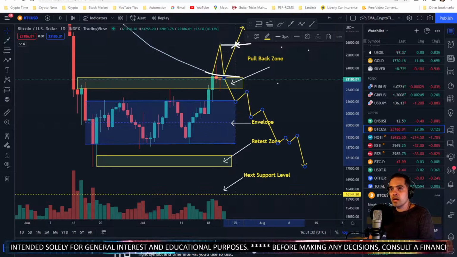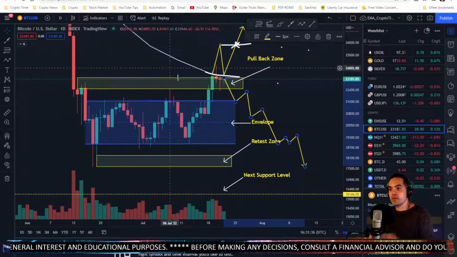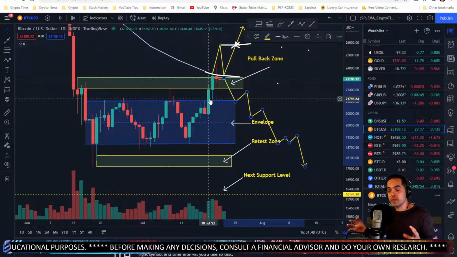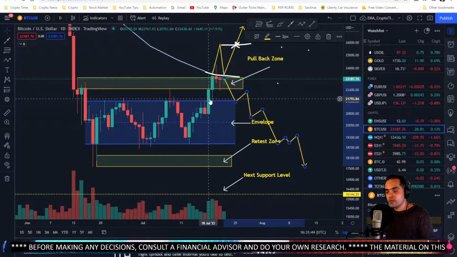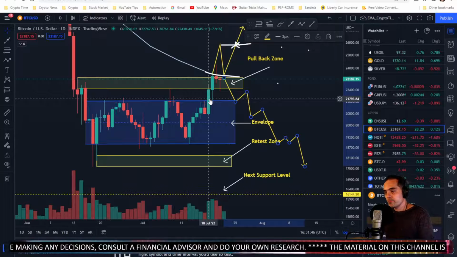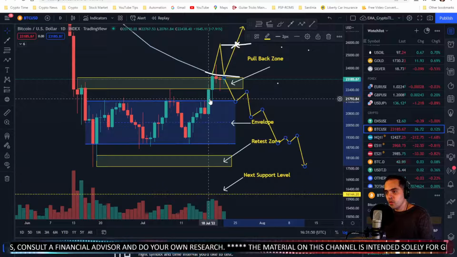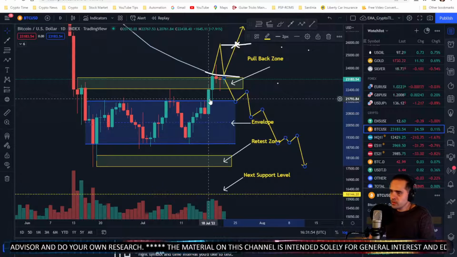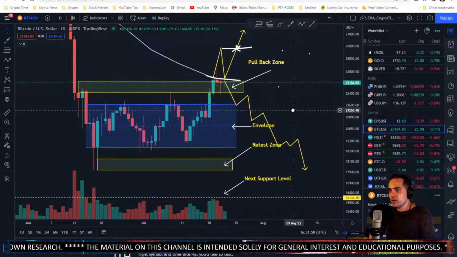And consider the macro vision of the market. The economy is not doing well, interest rates are very high, war in Ukraine and all that stuff. So the impact is tremendous on the markets.